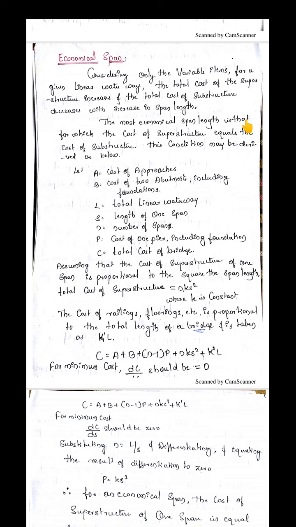C is the total cost of the bridge. So C is equal to the cost of the approaches, that is A, plus the cost of two abutments with the foundation, that is B, plus n minus 1 number of piers, since n is the number of spans. The cost of one pier is P, so it is n minus 1 into P, plus n number of spans, K S square.